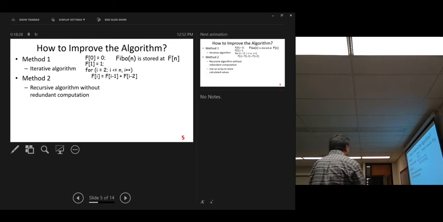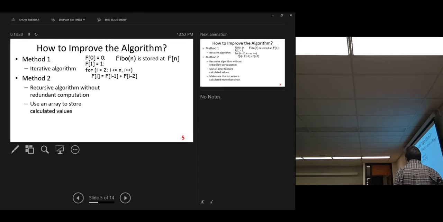So that's the value of this new method. Okay? So how can we do that? All right. Use an array. Similar to this one, we still use an array to store calculated values.